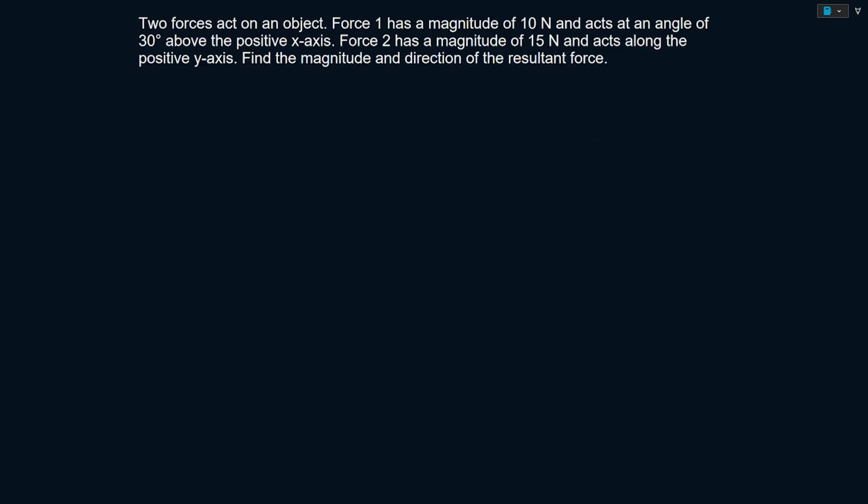Two forces act on an object. Force 1 has a magnitude of 10 newtons and acts at an angle of 30 degrees above the positive x-axis. Force 2 has a magnitude of 15 newtons and acts along the positive y-axis. Find the magnitude and direction of the resultant force. The first thing we're going to do is graph the problem.